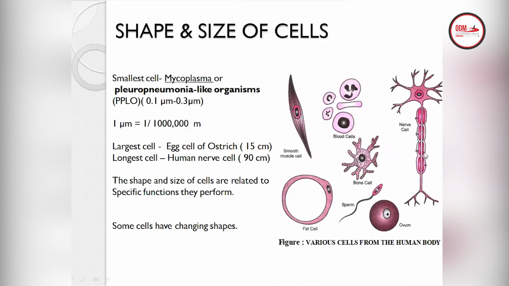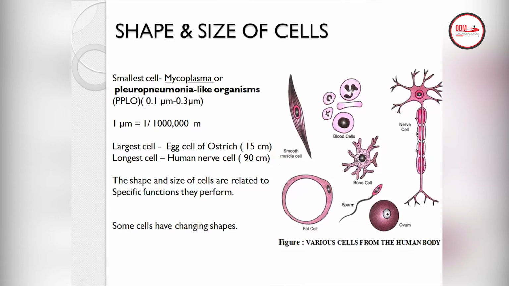Like the nerve cells, they are elongated, you can see here. And these nerve cells are the longest cells, about 90 cm. Okay, and what happens actually? Since these nerve cells carry information, or help in the transmission of signals, impulses, they have an elongated structure.